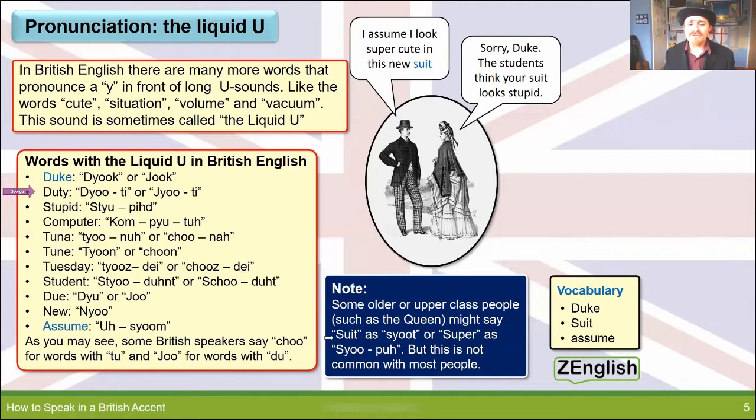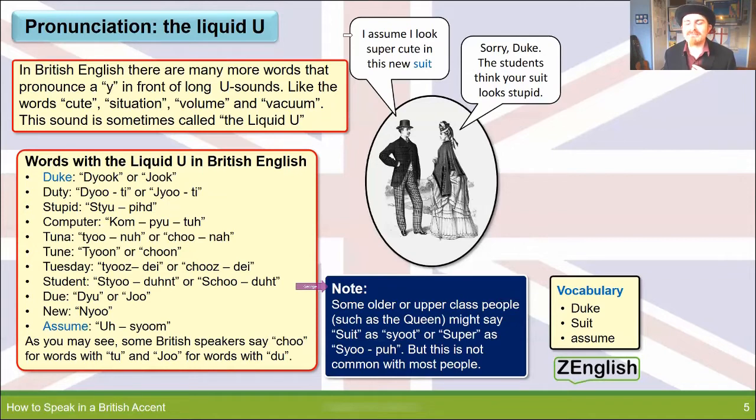You'll note that some older people and upper class people, especially people like the Queen, might say words like suit as suit, or the word super as super, so they'll do it with an S as well. Usually this doesn't happen with an S in most British accents, but you'll hear some old-fashioned people do it. So I'll give an example with this little silly conversation.